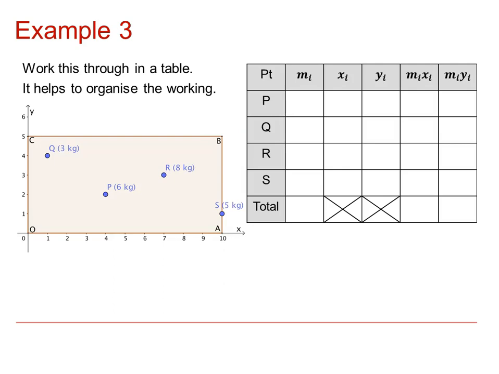Well, here's the table that we can use. So you can see we've got the masses P, Q, R and S, which are of size 6, 3, 8 and 5, giving a total mass there of 22. The X values are at 4, 1, 7 and 10, and the Y values at 2, 4, 3 and 1.